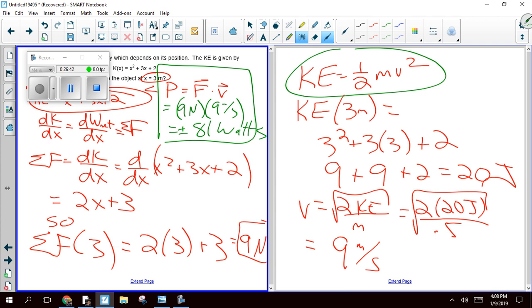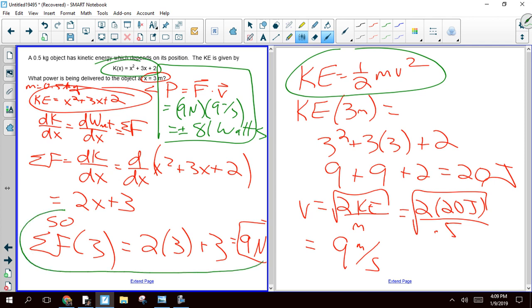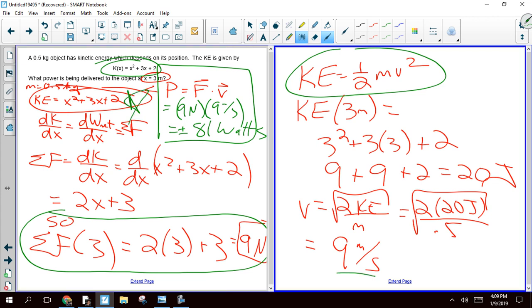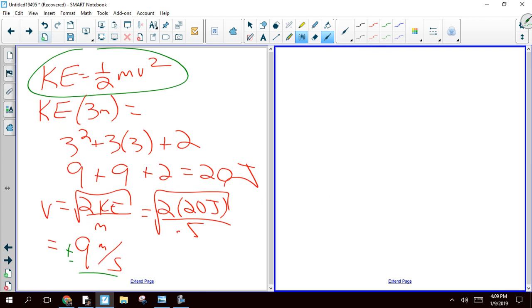But I like this example for a couple of reasons. One, it shows you how you can use your kinetic energy to find your force, which we did down here. It shows you how you can use your kinetic energy to find your velocity, positive or negative, and you take that square root. And then obviously you can use that to get the power.